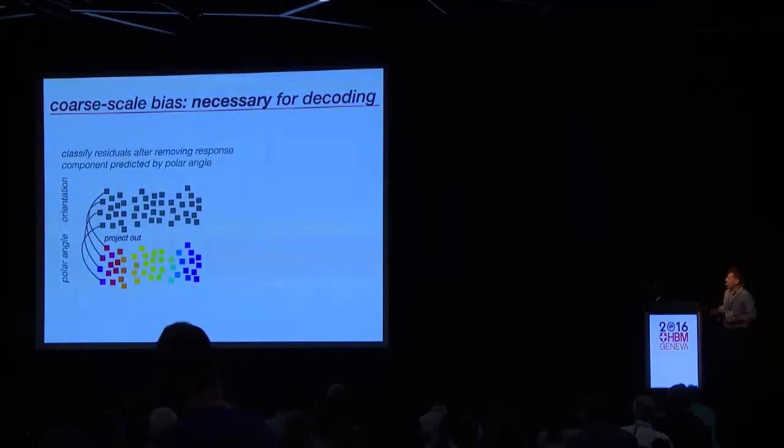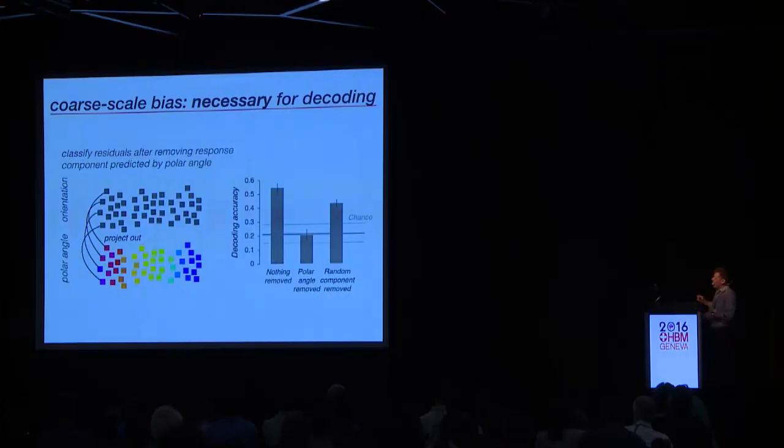We also showed that it was necessary. So here are my two collection of voxels again. What we did is we removed the polar angle component from the orientation measurements. And we found that decoding, which was initially quite high, fell to chance. So the orientation map is both necessary and sufficient for orientation decoding.